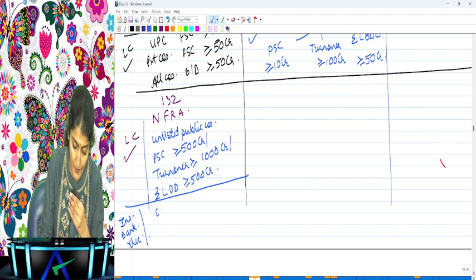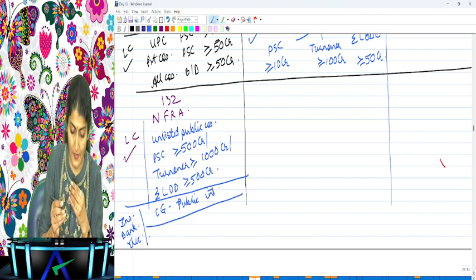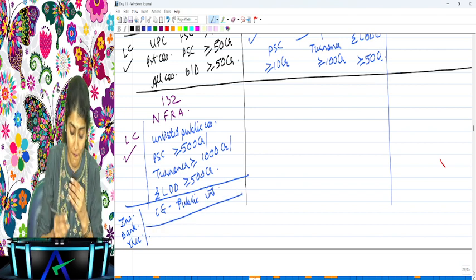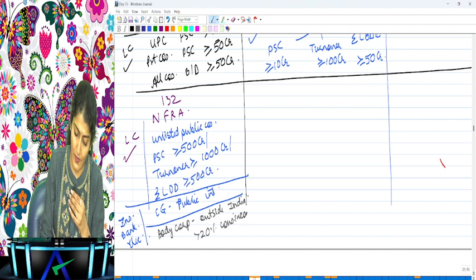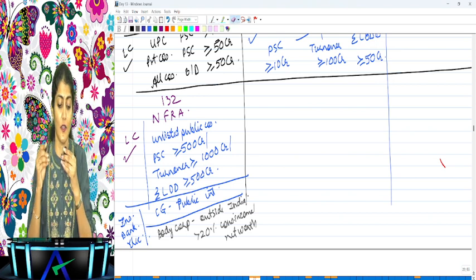Where reference is made to the NFRA by the CG that it is in public interest. And what is the last one? Where it is a body corporate which has been incorporated and registered outside India, but which contributes not less than 20% of the consolidated income or the consolidated net worth.